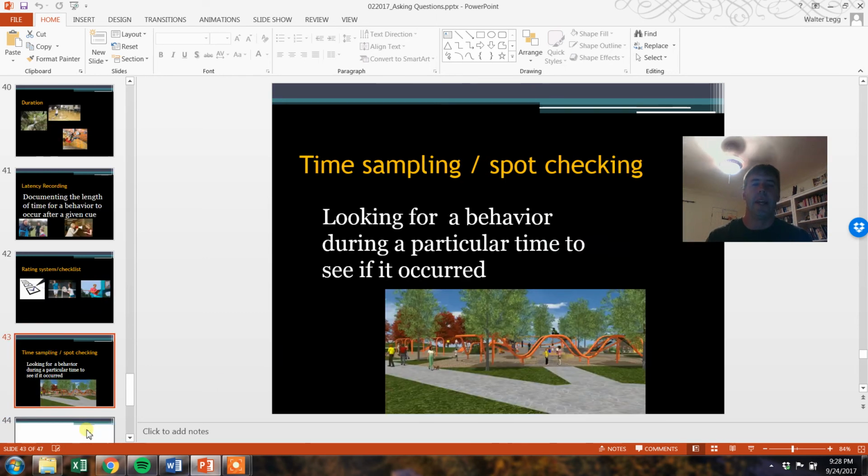Okay. And the final one is time sampling or spot checking. Here you're looking for a behavior during a particular time to see if it occurred. So the time here confuses some folks. So your result here is a number, or a yes, no sometimes. It's not a time, but you're coming back every 15 minutes, every 30 minutes, every hour, and seeing if a behavior is happening. You see this a lot when people are looking at park usage.